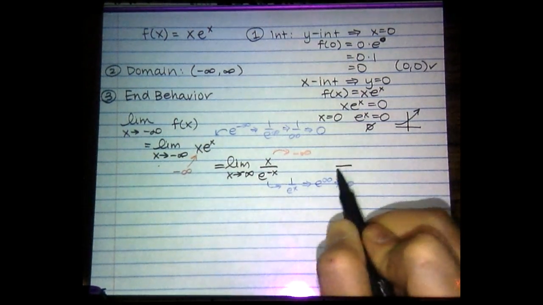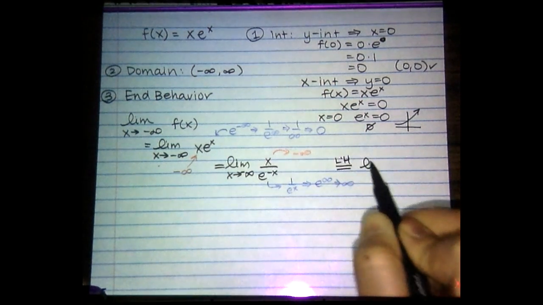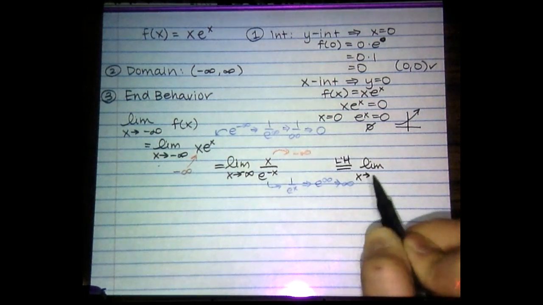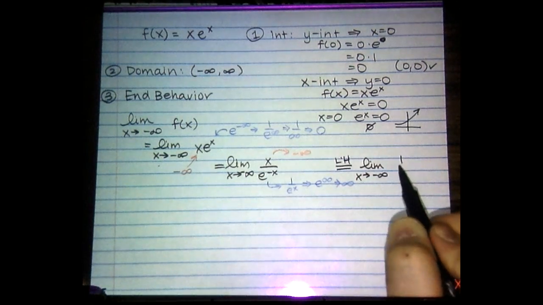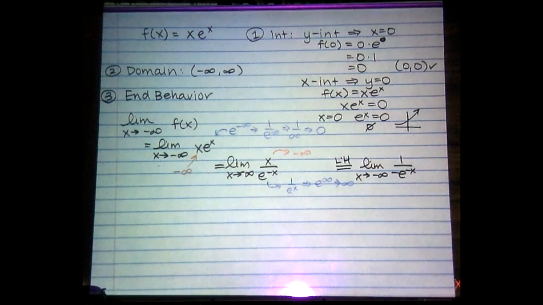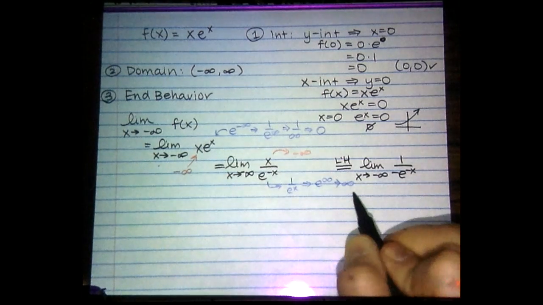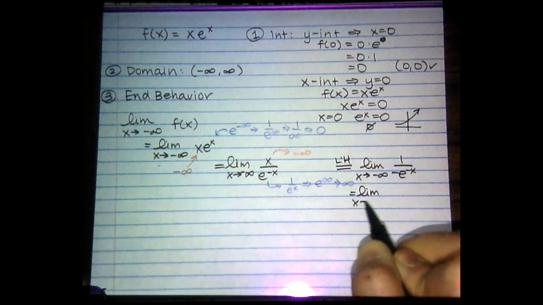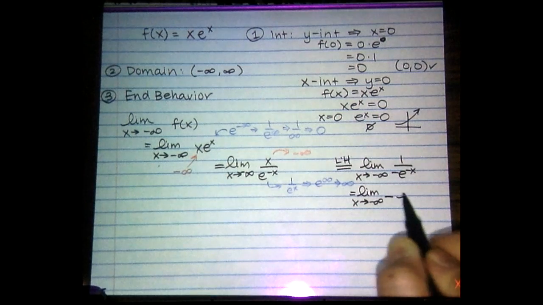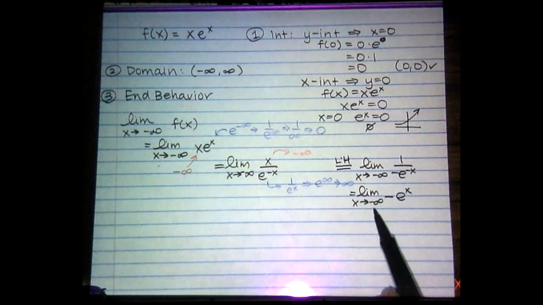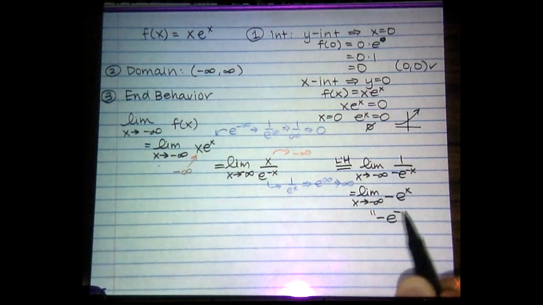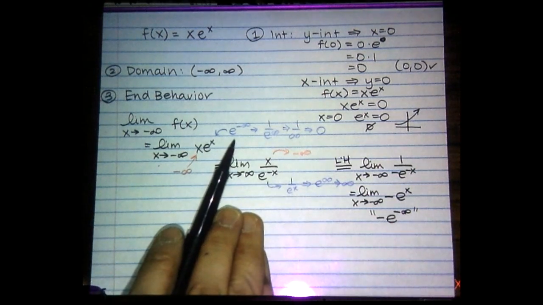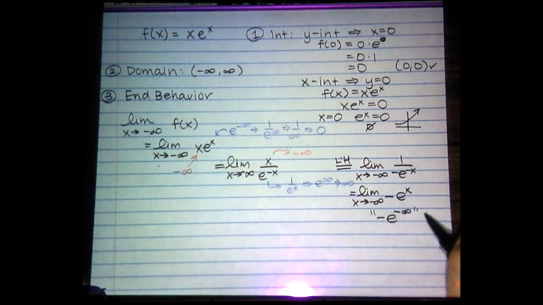I'm going to go ahead and apply L'Hopital's. Let's denote that with our L'H. Derivative of the top over derivative of the bottom. And if I reassess here, getting rid of that negative in the exponent, I would have negative e to the x. And if x is approaching negative infinity, this looks like negative e to the negative infinity, which we've already done up here. We saw that that was tending towards 0. So our limit here will be 0.